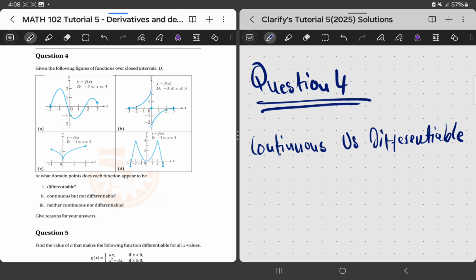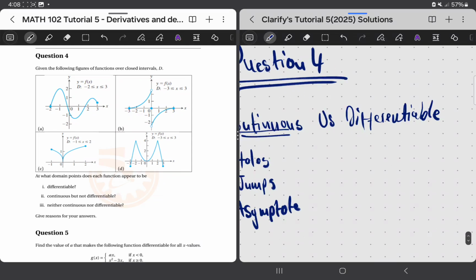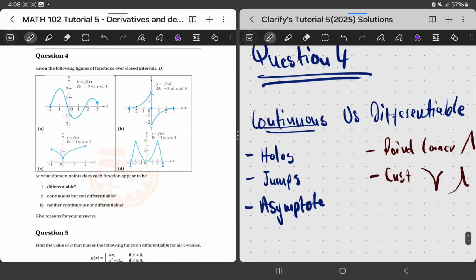When we're using what we see for continuity, we should make sure that there are no holes, no jumps, and no asymptotes. If we have a hole, a jump, or an asymptote, then something will not be continuous. For something to be differentiable, we should make sure that there is no point and no cusp. A point is like a corner, or a cusp, which is like this. We don't want a cusp. We don't want a corner. If those things are there, then something is not going to be differentiable.